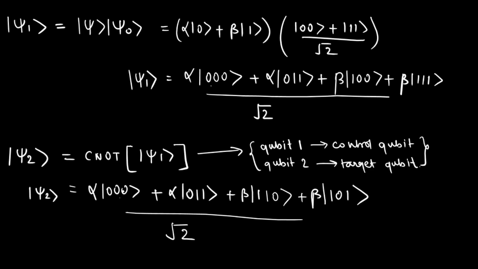We are not concerned with the third qubit. Similarly, for the second case, when the control qubit was 0, the target qubit was left alone. But in the third case, since the control qubit is 1, the target qubit is flipped from 0 to 1. And in the fourth case also, since the control qubit is 1, the target qubit is flipped from 1 to 0. And in this fashion, we get the state psi 2.